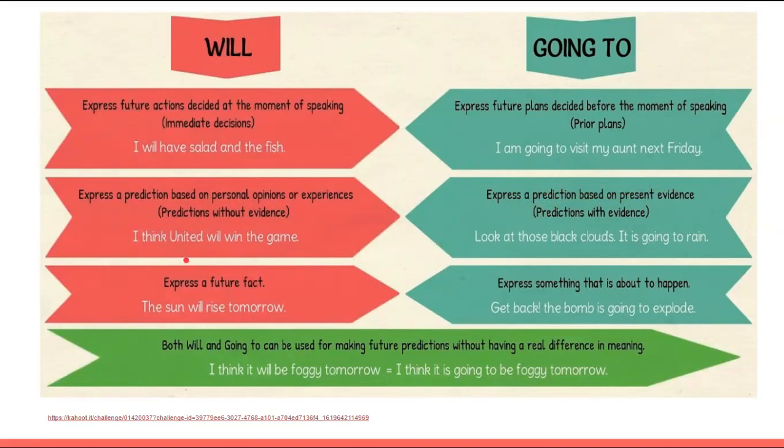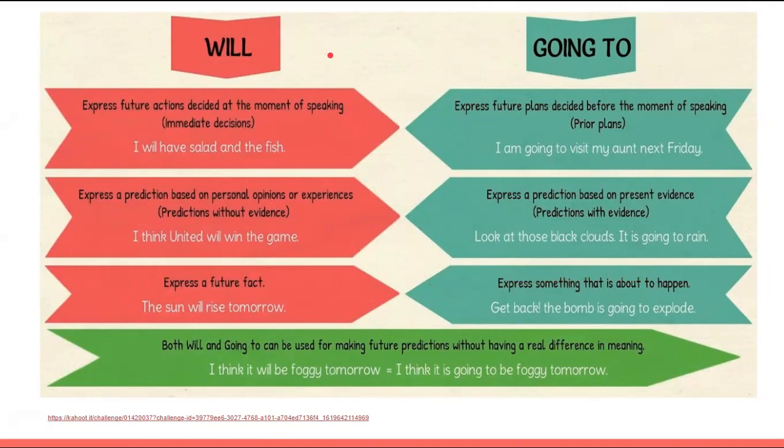And we can use will to express a future fact, like, the sun will rise tomorrow. Yes, it is a fact that each and every day we are going to be seeing the sun in the sky, right? And then going to express something that is about to happen. For example, get back. The bomb is going to explode. Perfect.